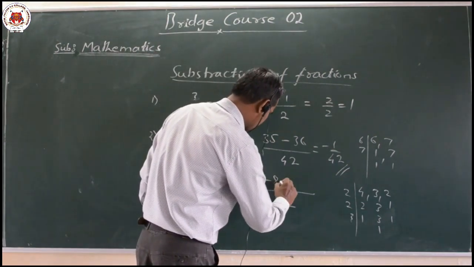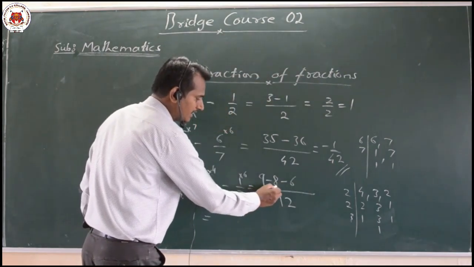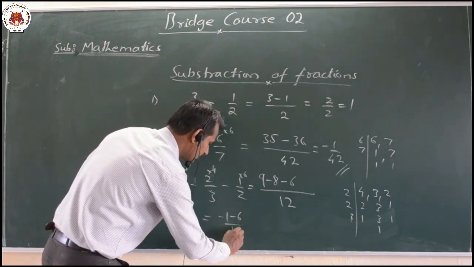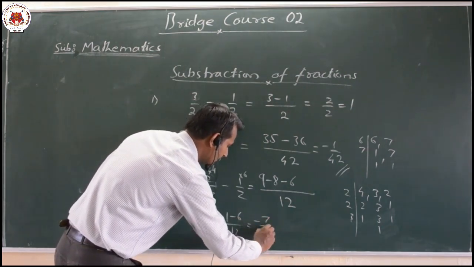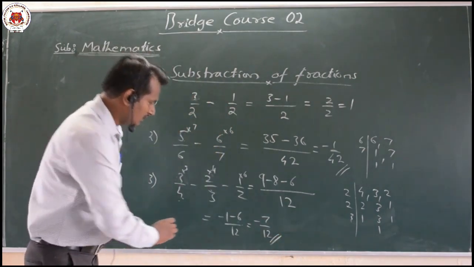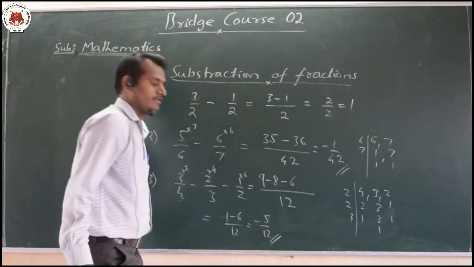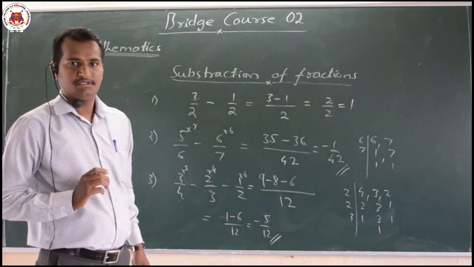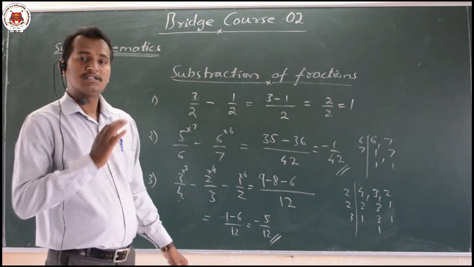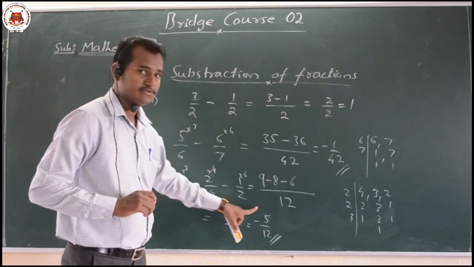Then afterwards what we have to do here is 9 minus 8, minus 6. 9 minus 8, the value will be 1, and 1 minus 6 divided by 12, the value will be minus 5 by 12. That is your required answer. Okay. These are very simple examples. These are all nothing but the fractions related to our subtraction of two or more fractions. Sometimes we may have here 4 values also.